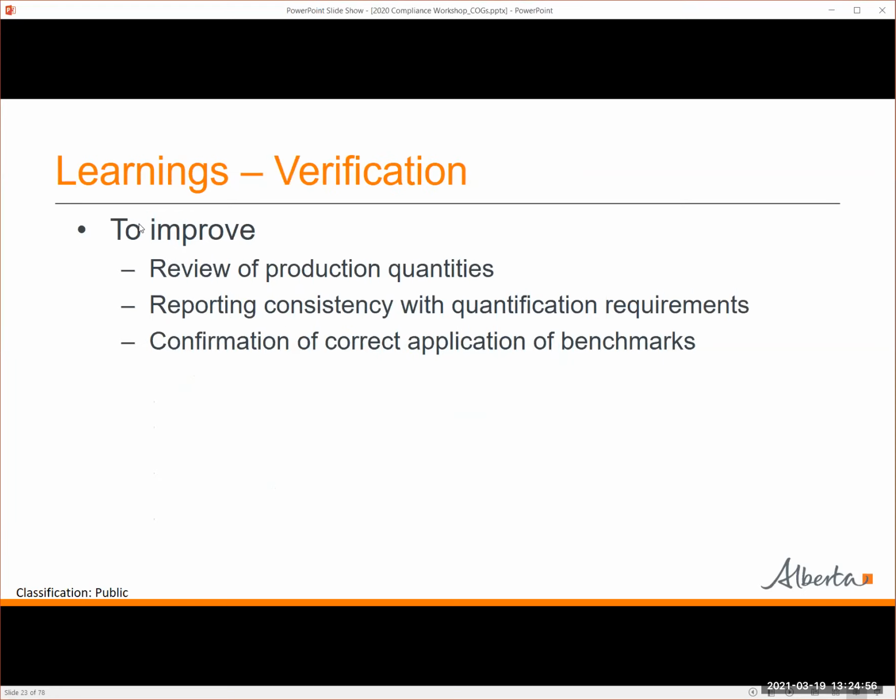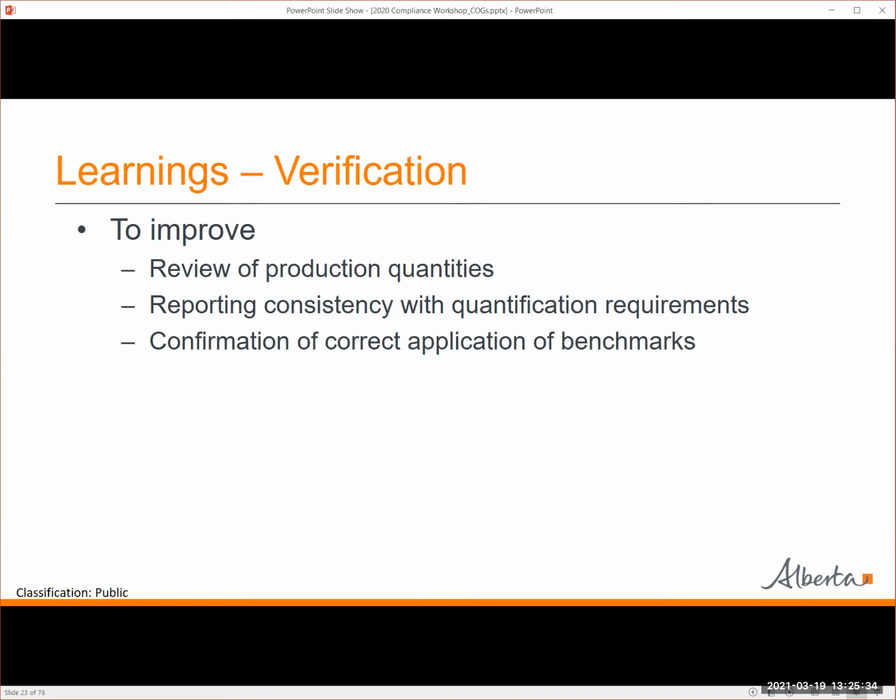We'll talk a little bit more about verification, but a few things that we've observed potential improvements for verification, and that has to do with the review of production quantities. So because TIER is fundamentally an output-based compliance system, the review of production amounts are of very similar importance to the review of emissions estimates. So that's an important part that the verifiers need to pay attention to. And then also the consistency with the quantification requirements.